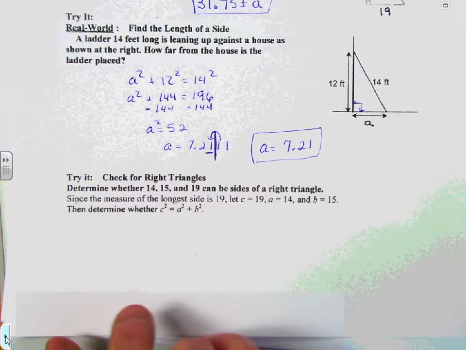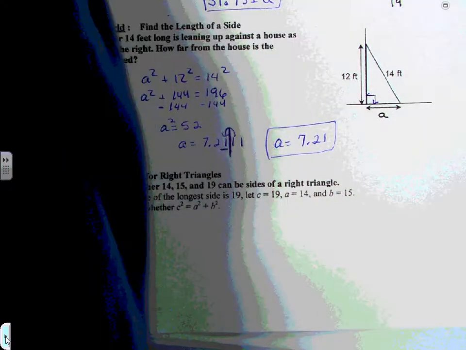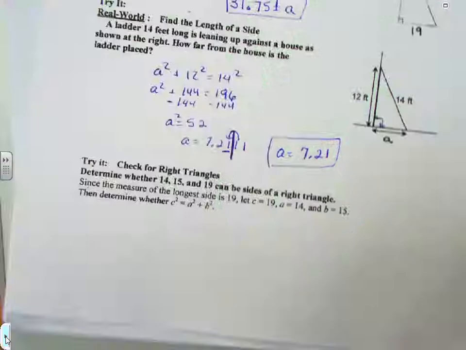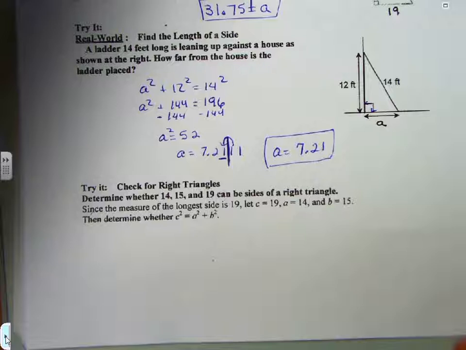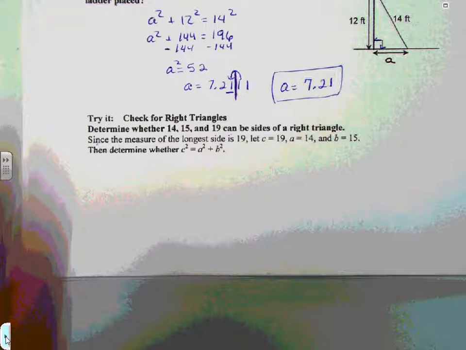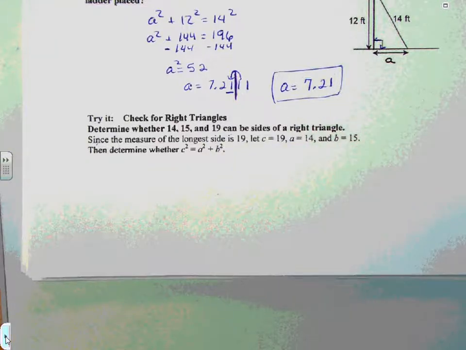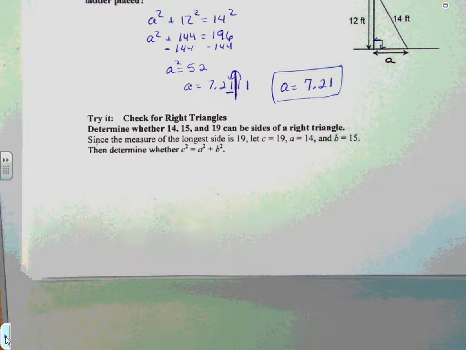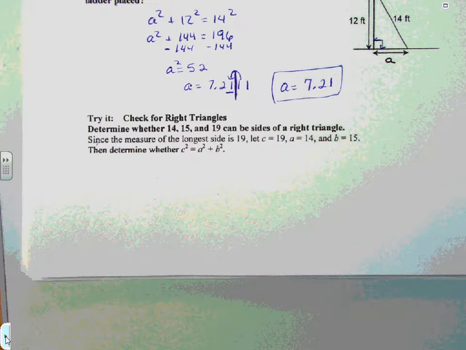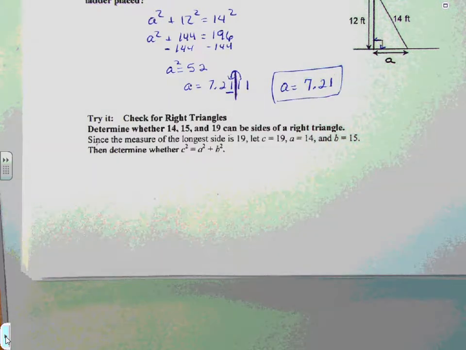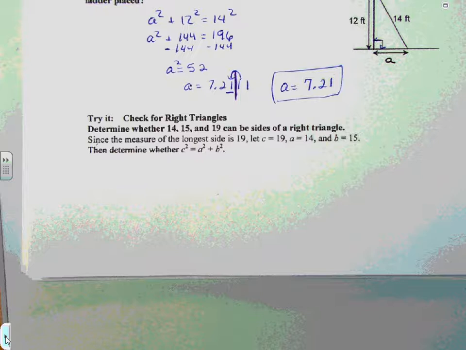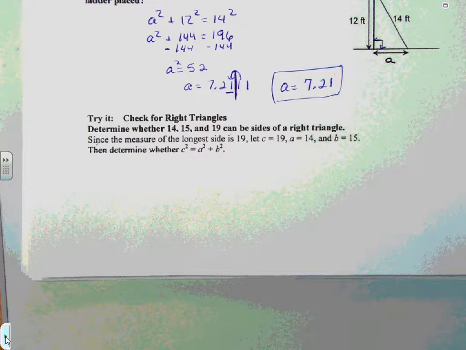All right, look at this next example at the bottom. We have to check to see if triangles are actually right triangles. They didn't even give us a picture, so I don't have anything to go by. So how will I figure that out? No, we won't draw a picture. That's not going to help us.